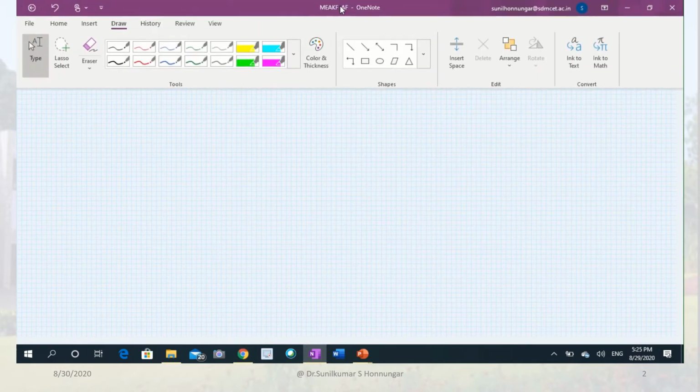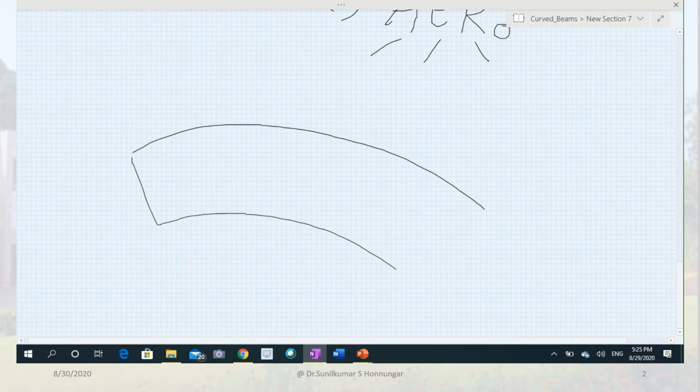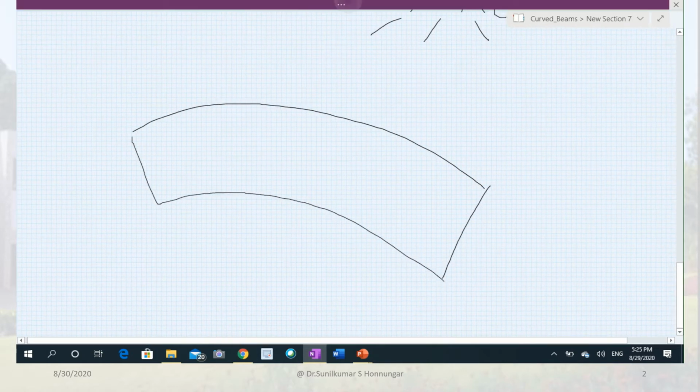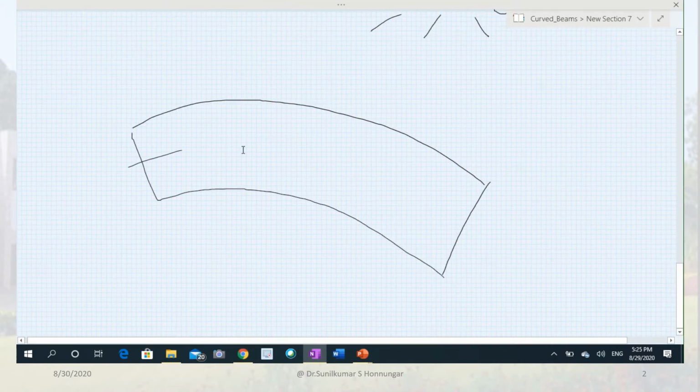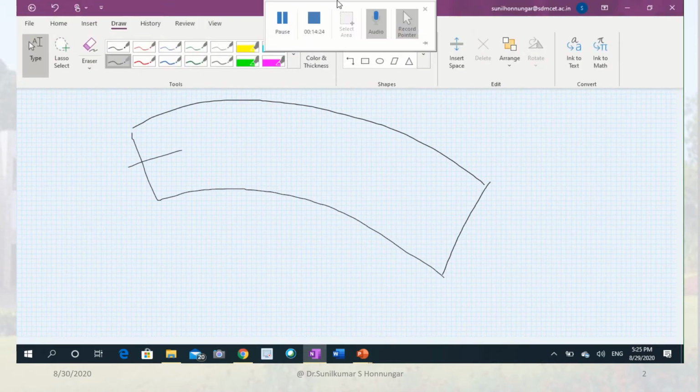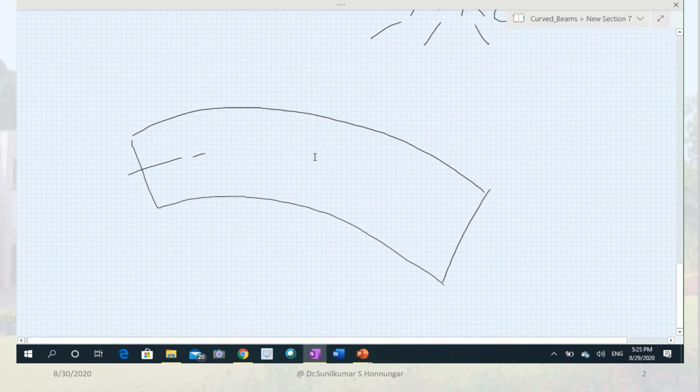I'll just try to draw. Earlier I had drawn it and then just projected it, because sometimes this creates a lot of problems. If I lift my finger from my screen again, that creates a problem.